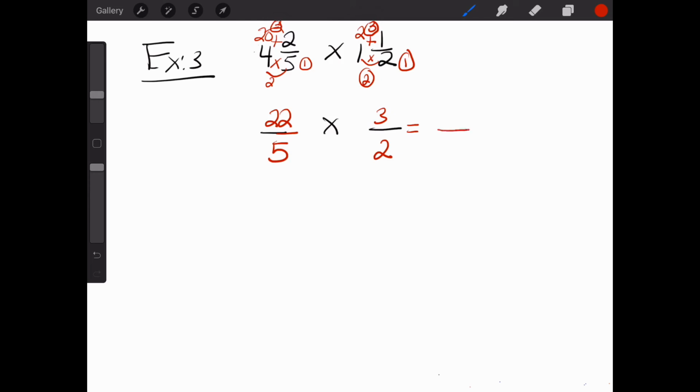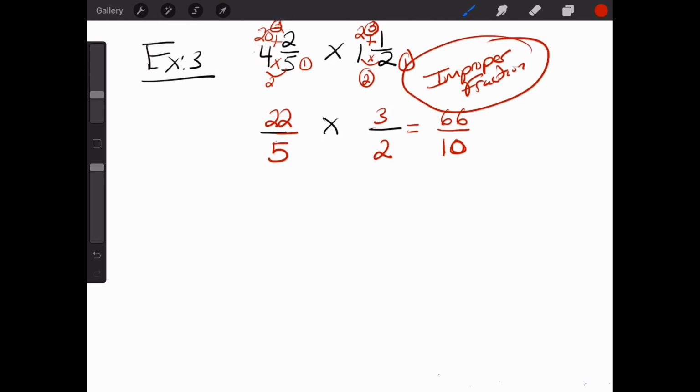You can do this mentally. 3 times 2 is 6, and 3 times 2 is 6. So you get 66. 5 times 2 is 10. And what we have here is an improper fraction, which we cannot leave as your answer. Okay, remember that. Very important.